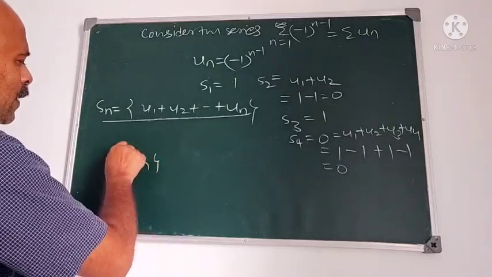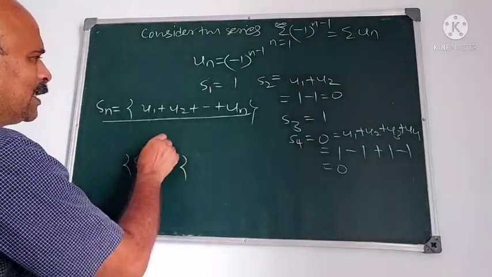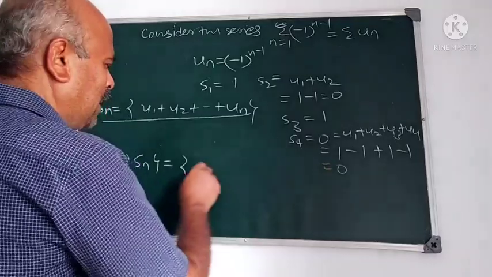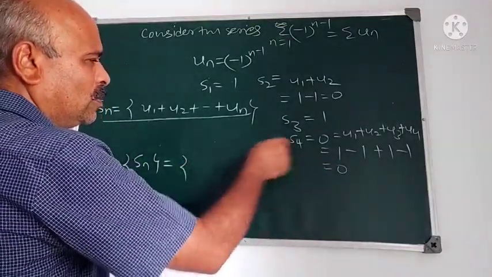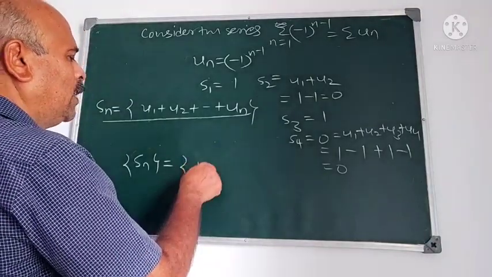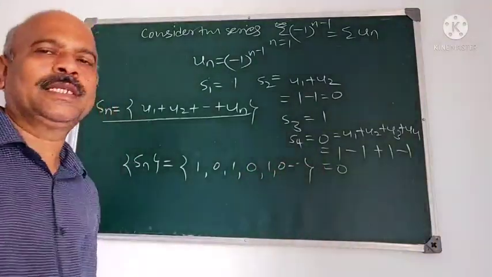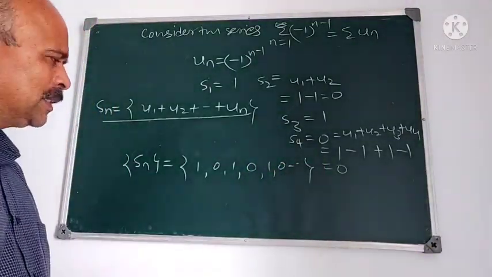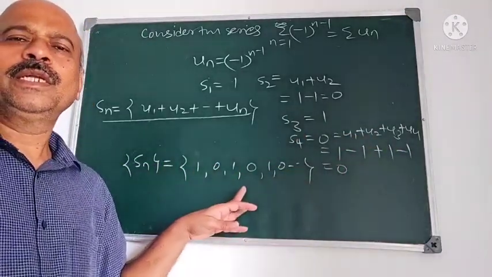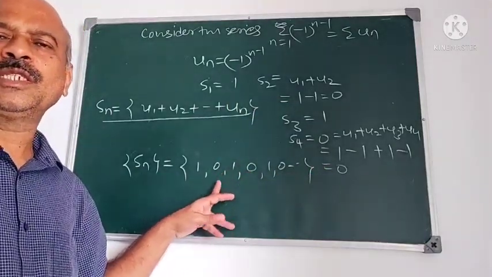Therefore, what is the sequence here? The sequence of partial sums Sn is S1, S2, S3, etc. If we write the range of this sequence, then in terms of our notation it becomes 1, 0, 1, 0, 1, 0, etc. This is the sequence of partial sums: 1 0 1 0 1 0 and so on. Sequence means infinite. We have to test the convergence of this sequence.